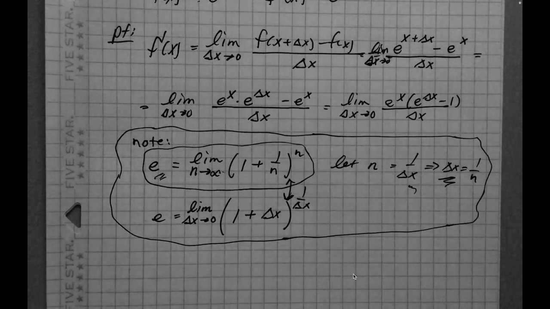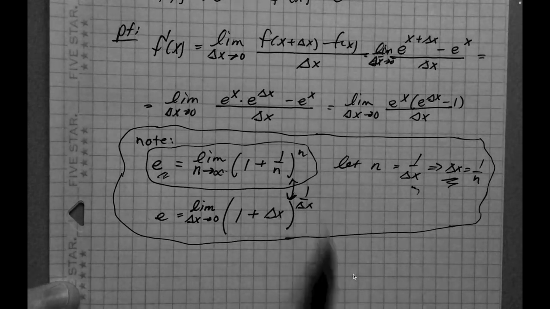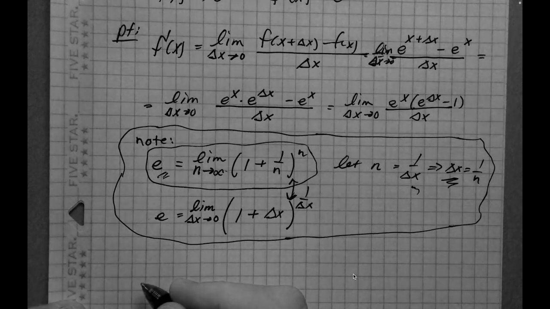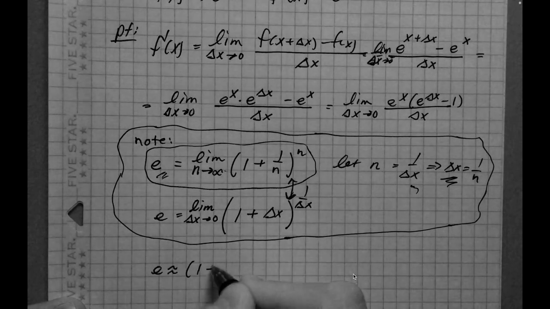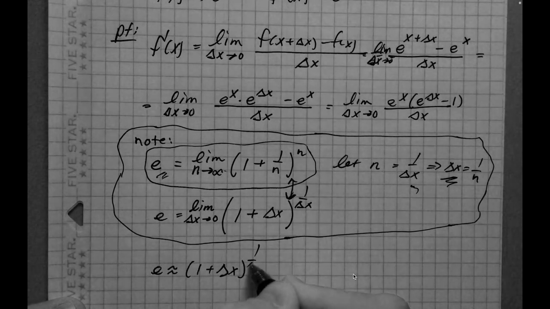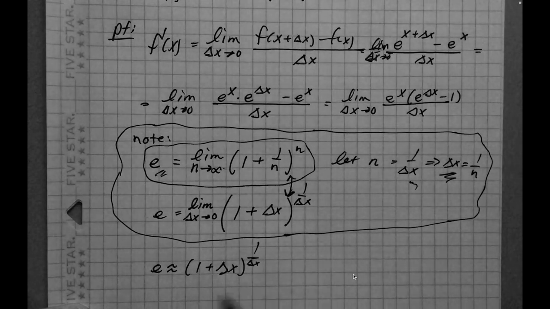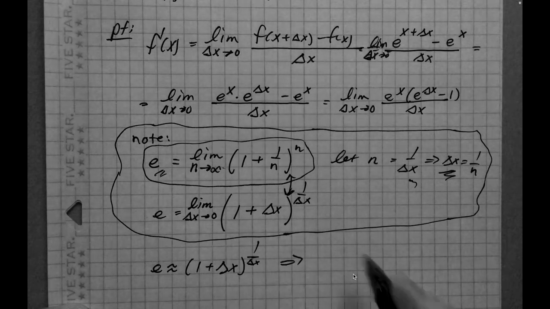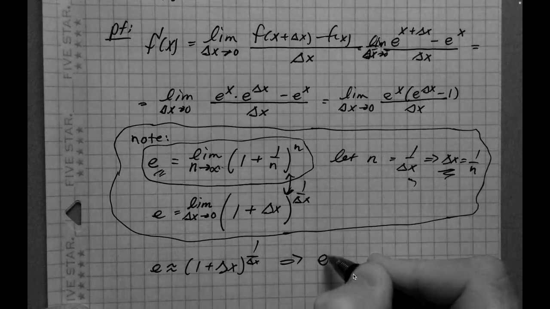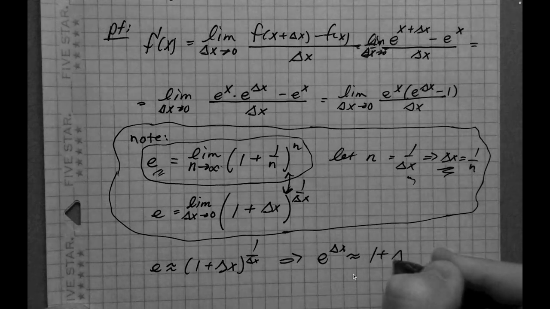Okay. So what does this mean? Well, when delta x is sufficiently small, this implies that e is approximately 1 plus delta x to the 1 over delta x. So for small values of delta x, this is roughly true. And this is going to imply then that we can exponentiate both sides by delta x. This is going to imply that e to the delta x is approximately equal to 1 plus delta x.